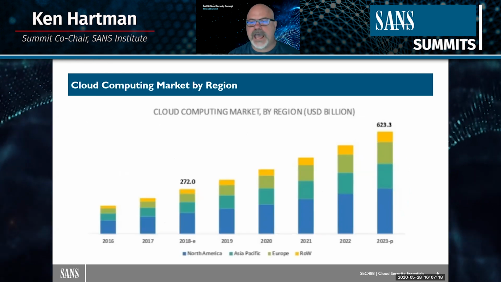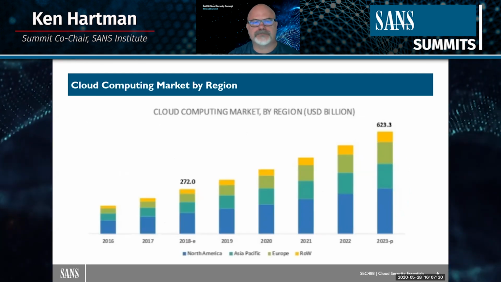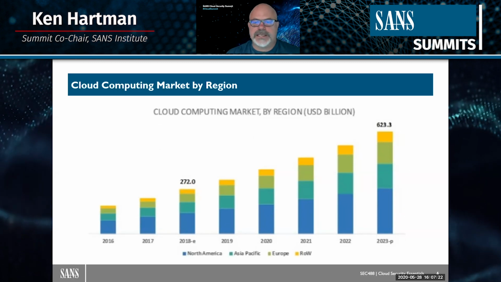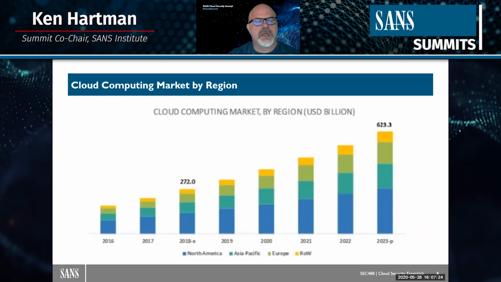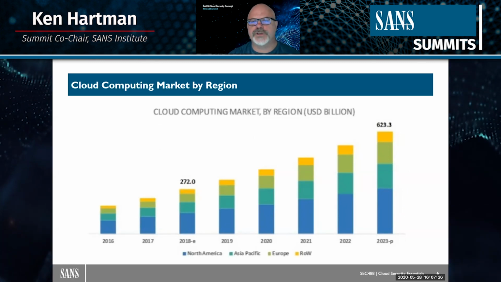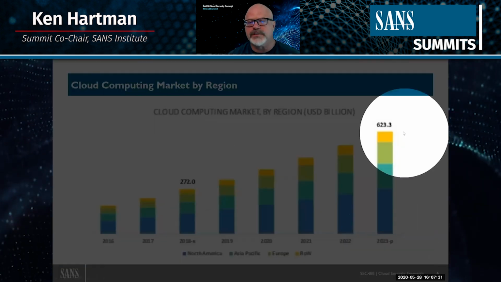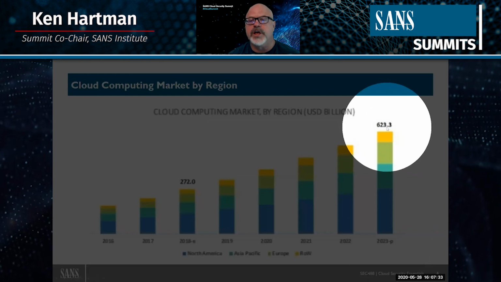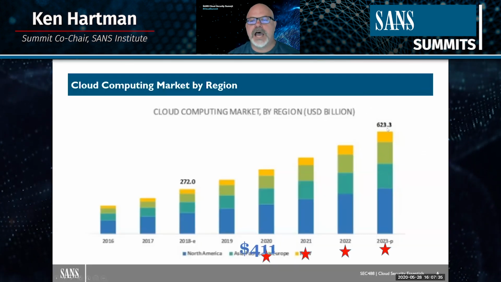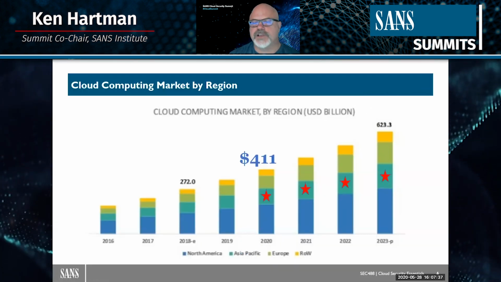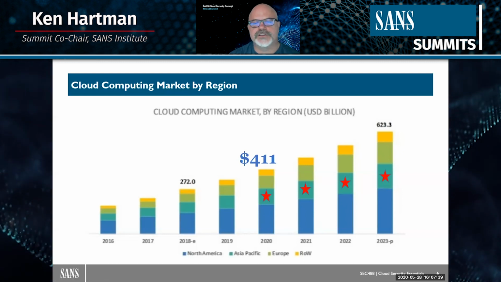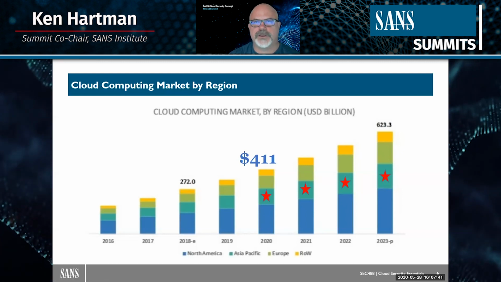Now, but they did have a conference in 2019. And maybe it was in Chinese, and I don't read Chinese. So this slide is pretty interesting. We can see that as of 2023, it's expected to hit 623 billion. Now, what we're interested in is the slice of the pie with the stars, because that is Asia Pacific.